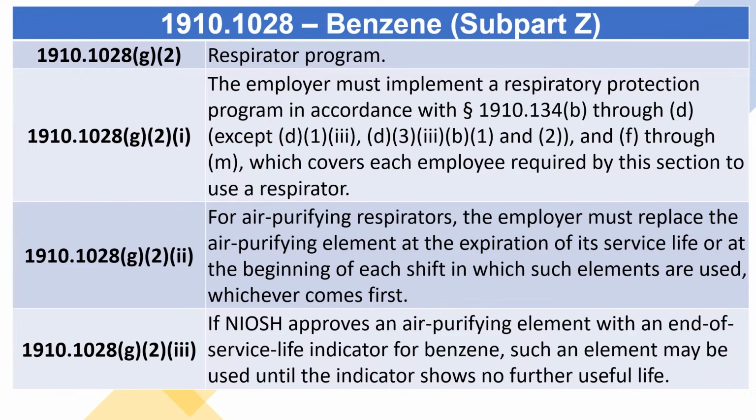1910.1028(g)(2) Respirator program. 1910.1028(g)(2)(i) through (g)(2)(iii). The employer must implement a respiratory protection program in accordance with section 1910.134 (b) through (d), except (d)(1)(iii), and (f) through (m), which covers each employee required by this section to use a respirator.